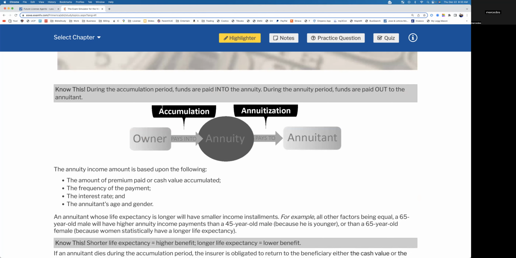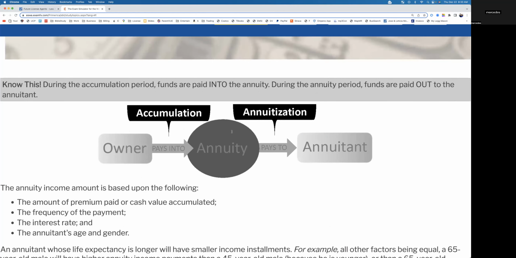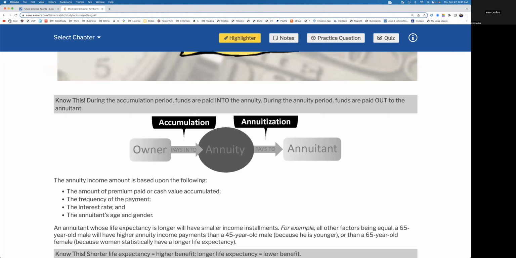So when you pay into it, you're accumulating. This is a good one right here. Screenshot that. The annuitization period is a payout period.